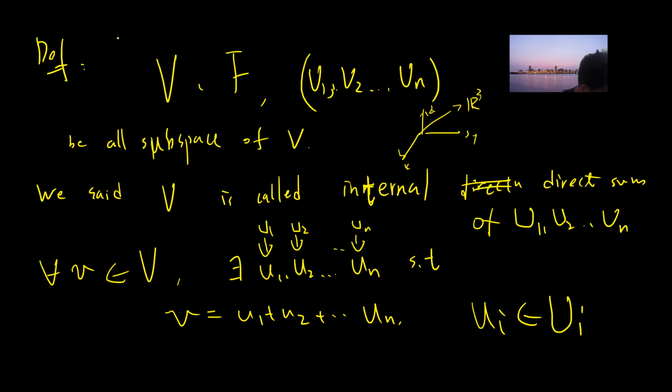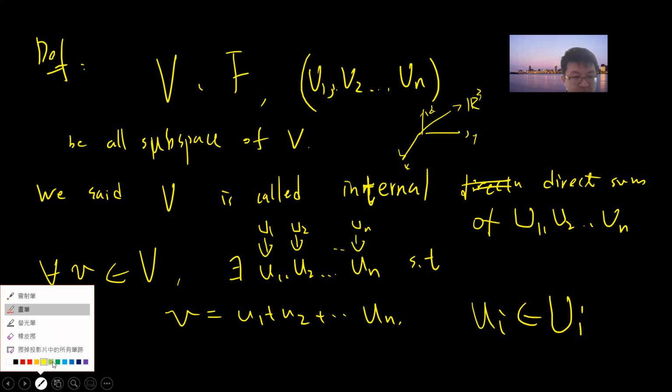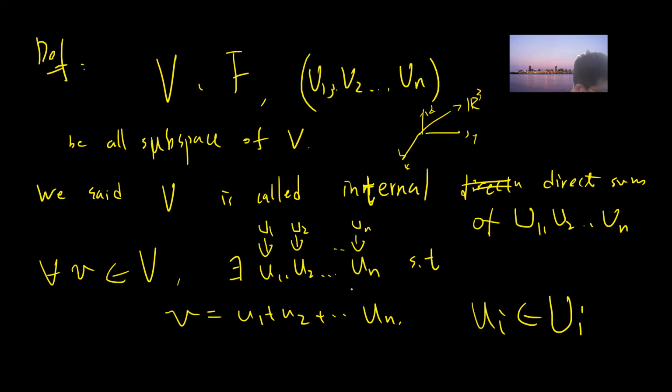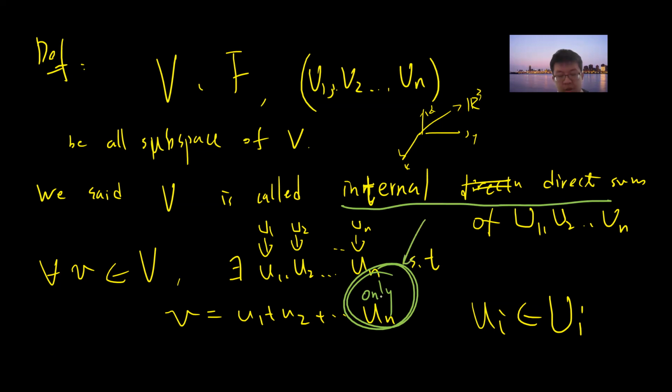Okay, this is called the internal direct sum. Oh, I forgot, there's another condition. The internal direct sum needs another condition: this must be the only way. So there's only one expression such that this will work. You cannot find another U1', U2', up to Un' such that their sum is the same.